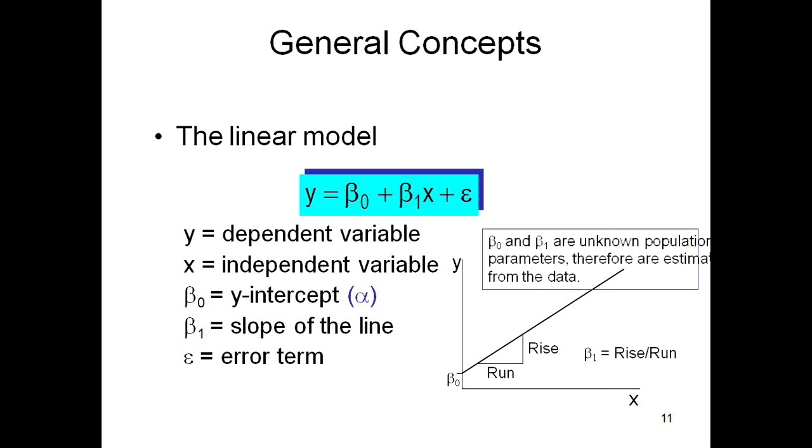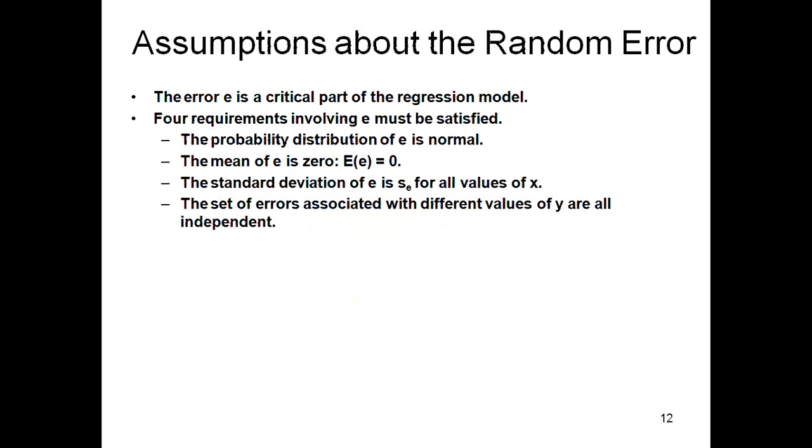Now the assumptions about the random error component needed to build the linear regression. The error is a critical part of the regression model. Four requirements must be satisfied. The probability distribution of epsilon is normal, which means that y equals x beta plus epsilon, and the error terms should be normally distributed with mean 0. Second, the standard deviation should be constant for all x i's. And the set of errors associated with different values of y are all independent. So it should be independently and identically distributed.